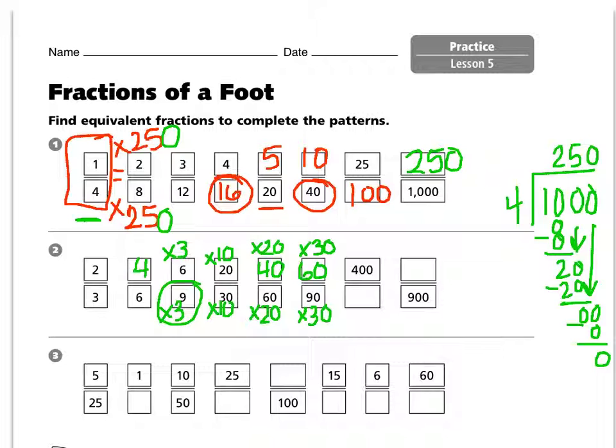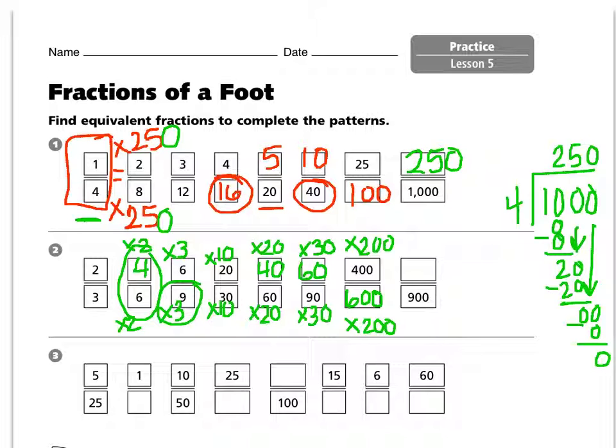Now 2 times what equals 400? If you look back here at this one, I know that 2 times 2 equals 4 and 3 times 2 equals 6. So I'm going to multiply 2 times 200 in order to get 400. Do it to the denominator, and I know that 3 times 2 is 6, and add 2 zeros.